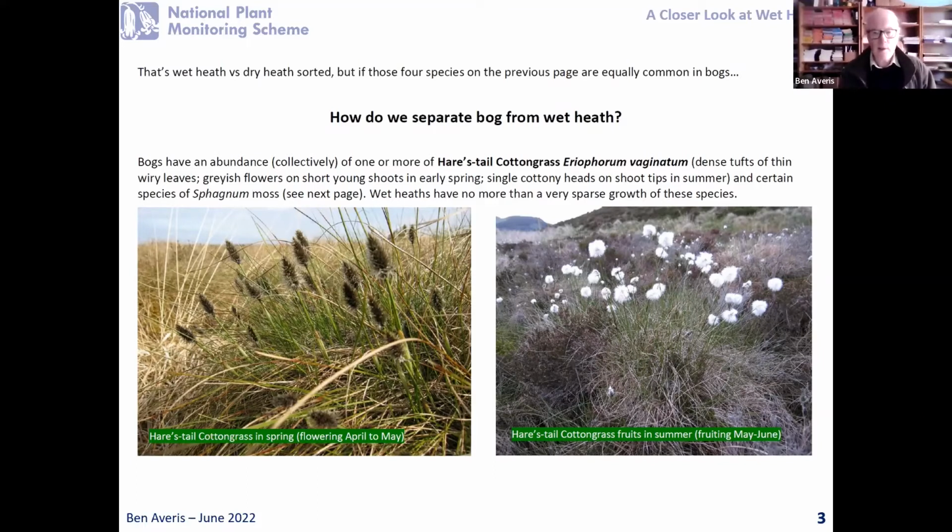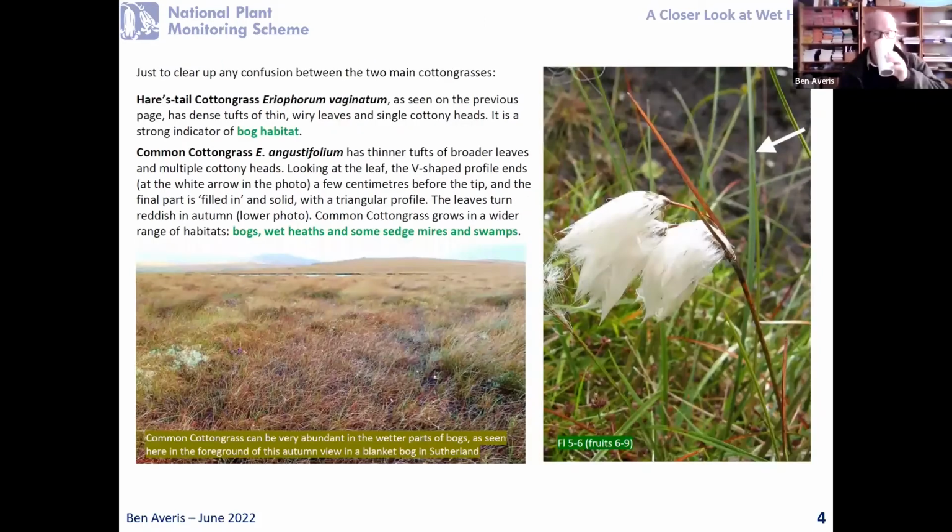So that's about our single best indicator for bog. You hardly get any hare's-tail cotton grass in a wet heath. You might here and there get the tiniest little bit, but basically not. It's very much a bog plant. The next slide reminds us how to tell that species from the common cotton grass, which has multiple white heads per stem as opposed to just a single one. Multiple ones on the common cotton grass, and they hang sideways or downwards.